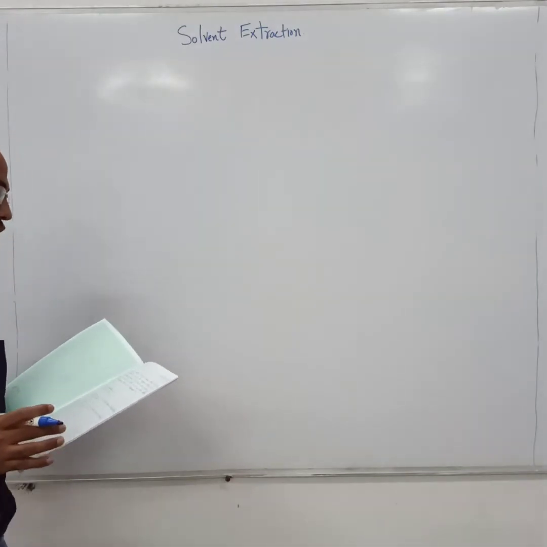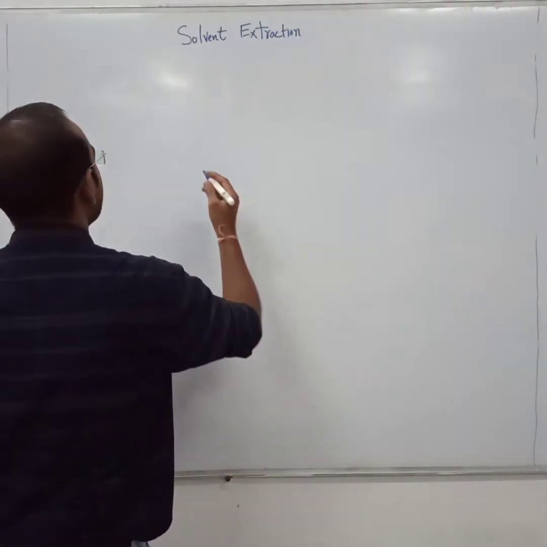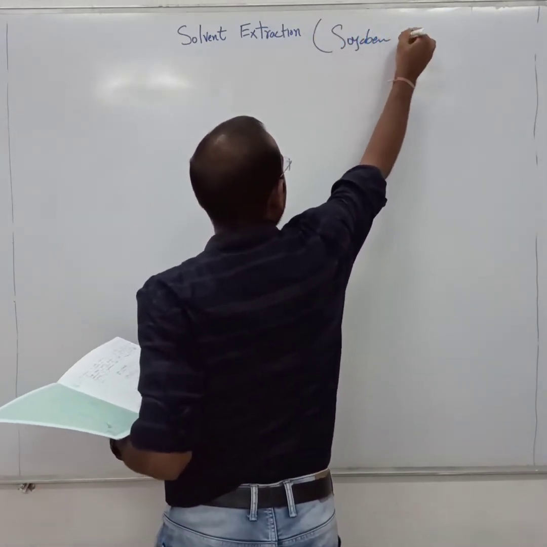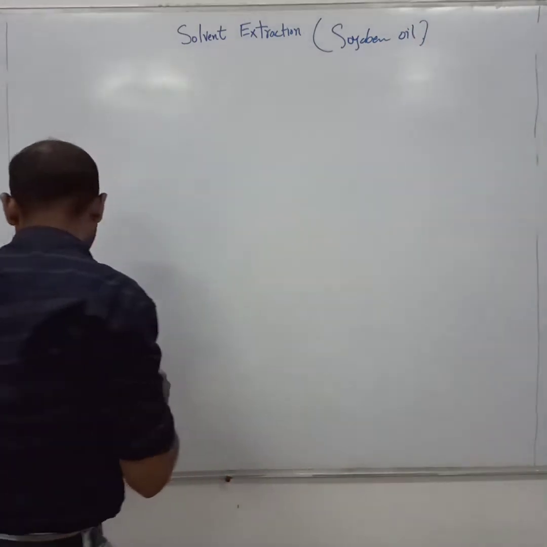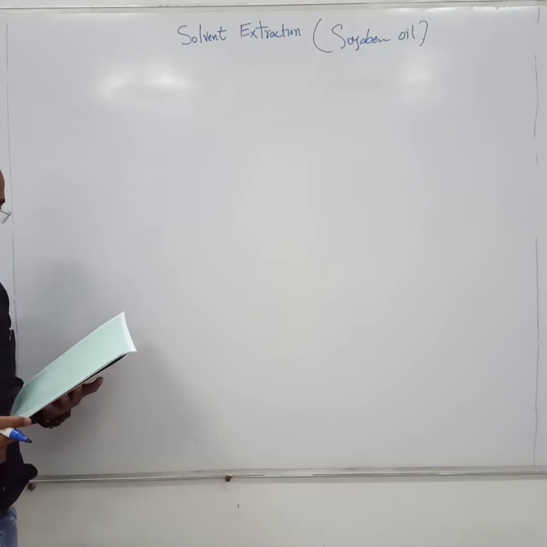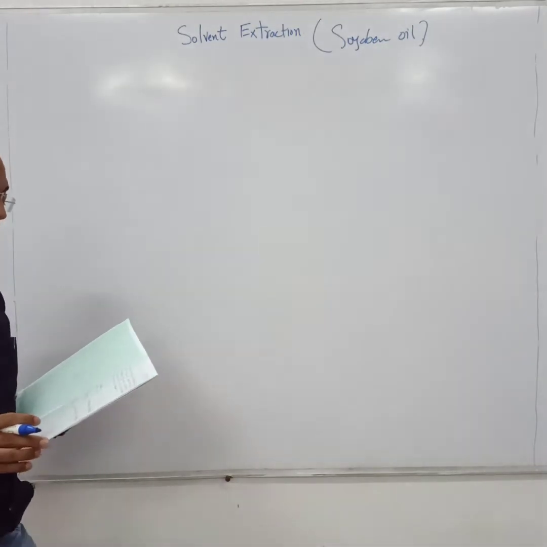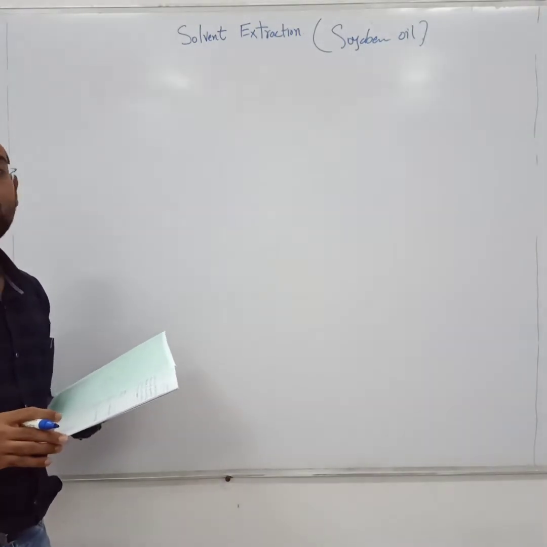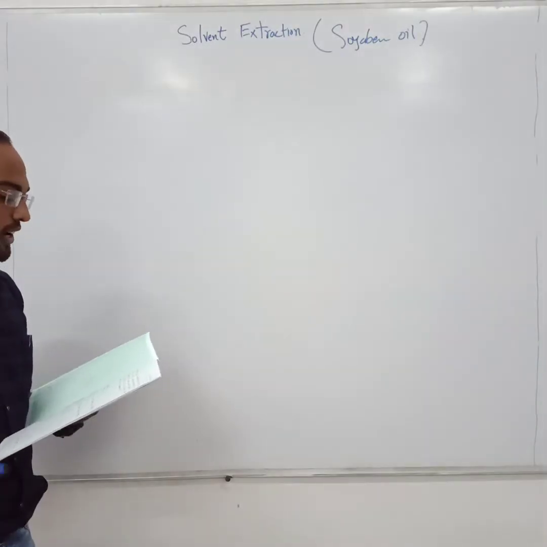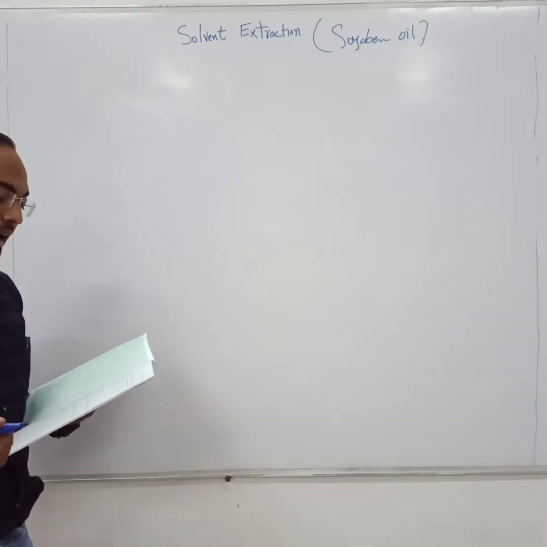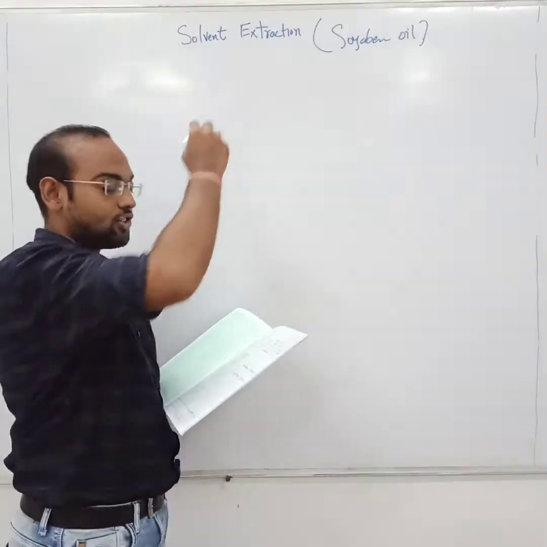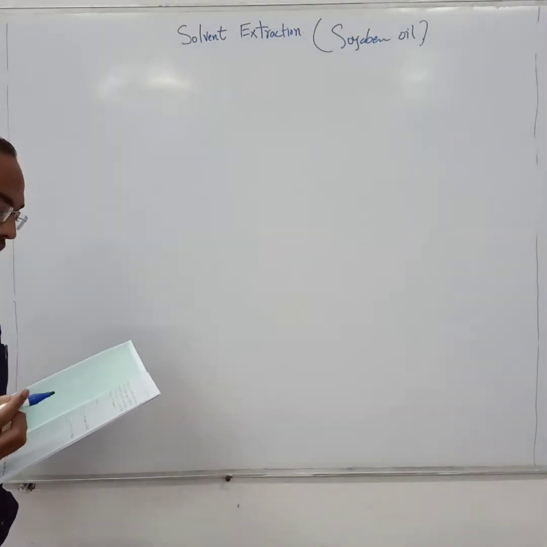So our question is on extraction of soybean oil seeds. Soybean oil seeds containing 100 grams of insoluble solids and 10 grams of oil get contacted with 200 grams of organic solvent. Means the weight of your seed is 100 grams, the oil content in your seed is 10 grams, and the quantity of solvent used to carry out solvent extraction is 200 grams.